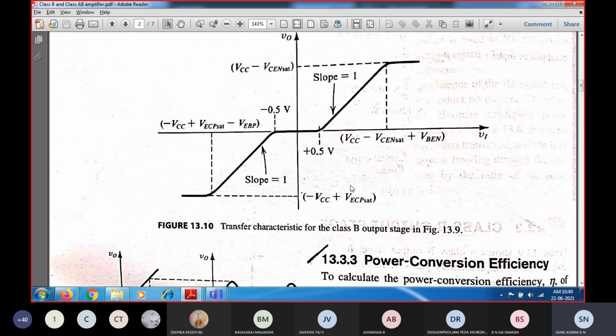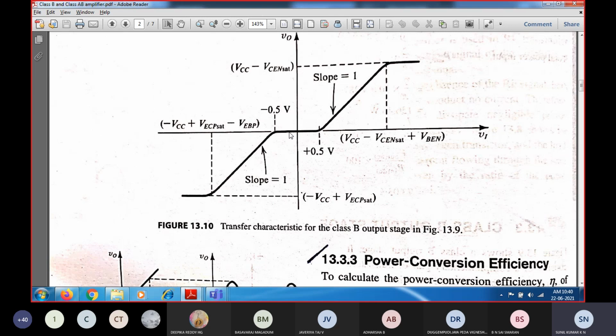a certain region of the input in which the output will not have any change. So the output will not vary. The output will stick to 0. So during this band, that is plus 0.5 to minus 0.5, for any changes in the input voltage, you are not getting any change in the output. That is, the output voltage is stuck at 0. So from plus 0.5 to minus 0.5, the region is called a dead band.